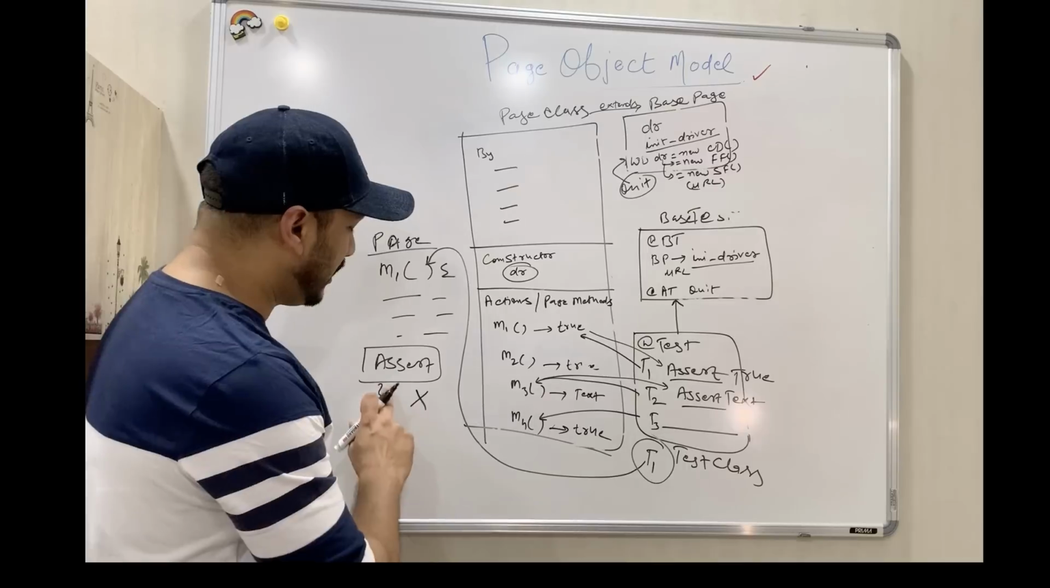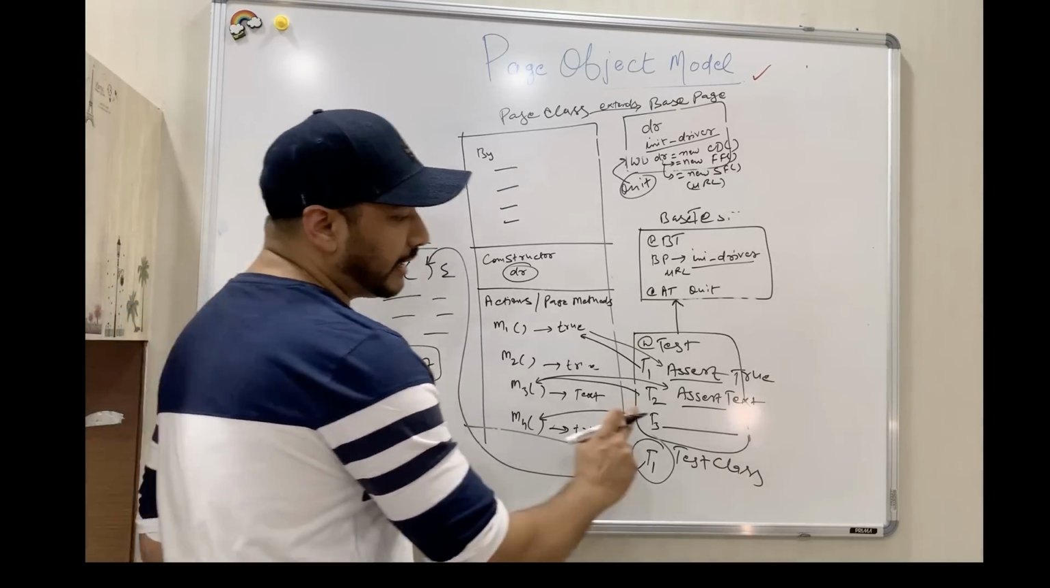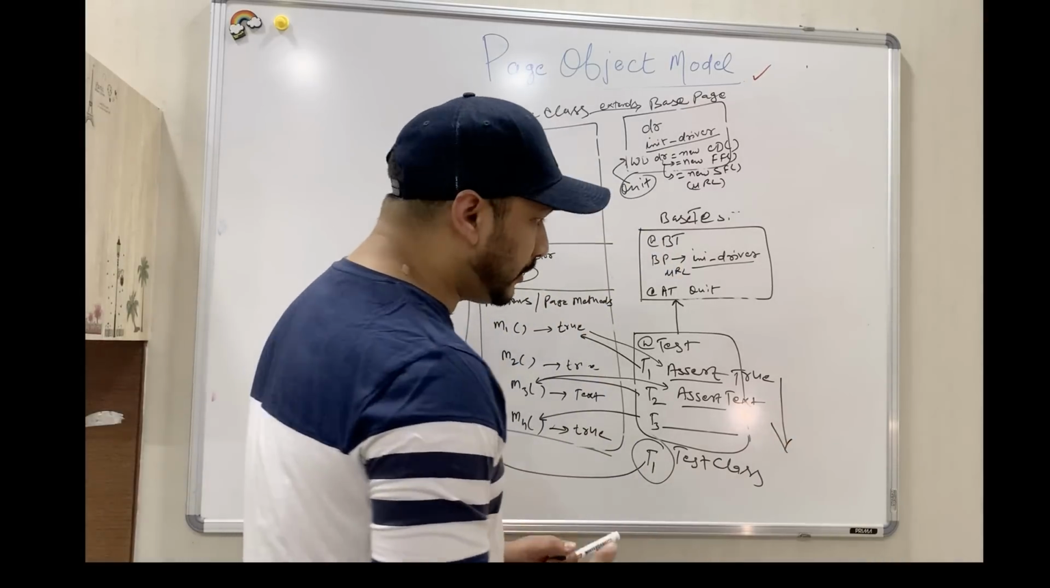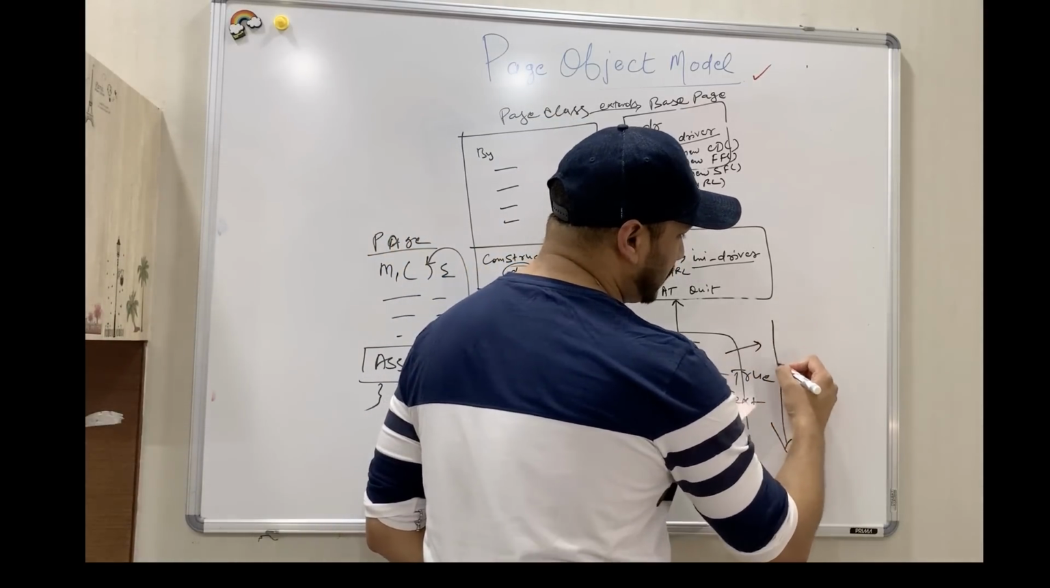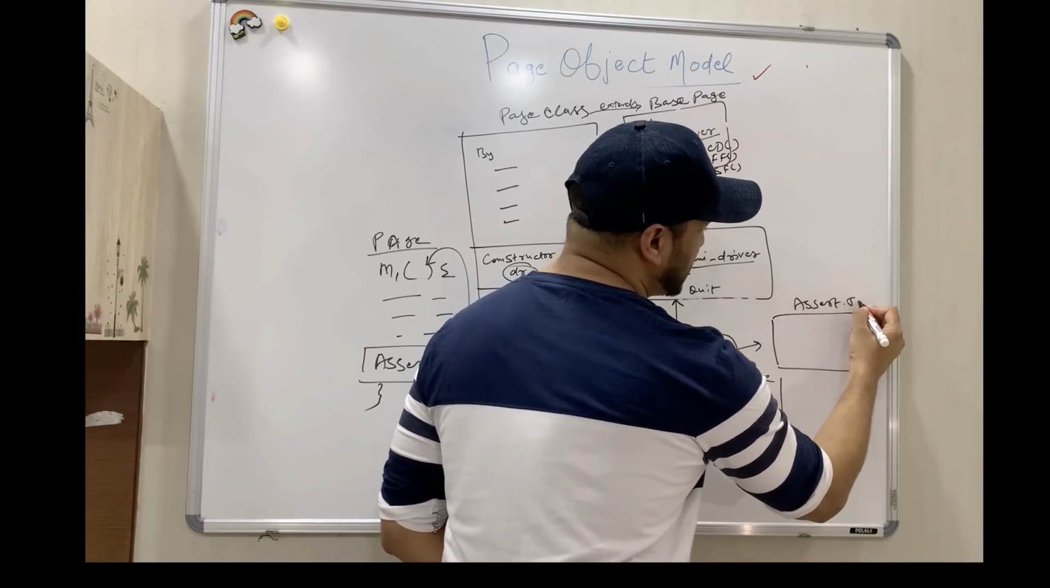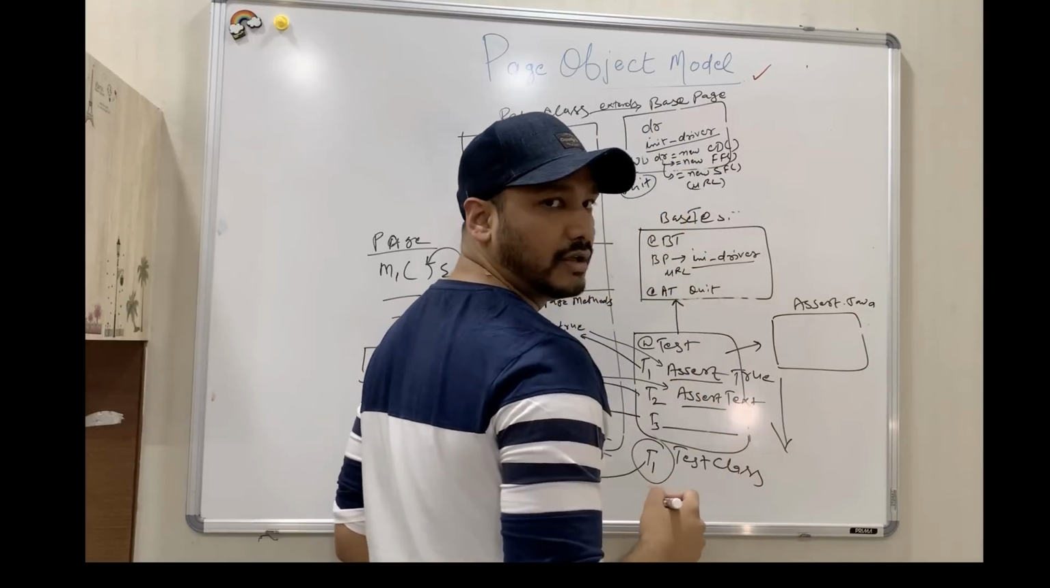Now, some people say that if you are not writing assertions over here, and every time you are writing assertions over here, then you have to write so many assertions. To solve this particular problem, you create a common assertion page class, or common assertion.java class. You create your own assertion class for your application.